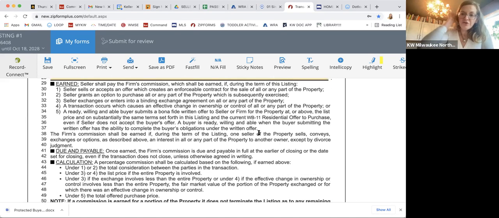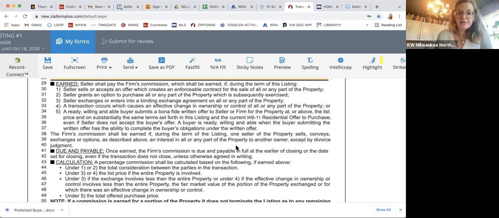So if you list a property for $200,000 and you receive an offer for $200,000 contingency free, and the seller doesn't accept the offer, it could be argued that we as a firm still earned our commission because a ready, willing, and able buyer was willing to purchase the home. It's just that the seller did not accept it.